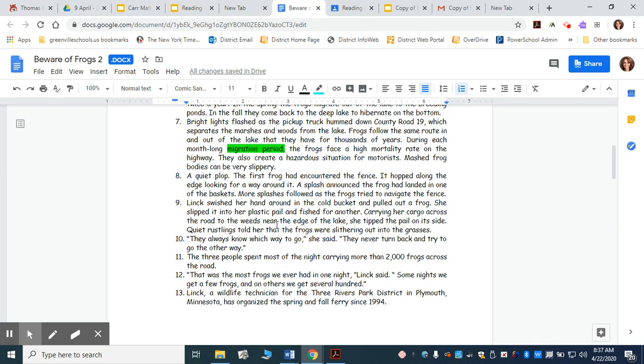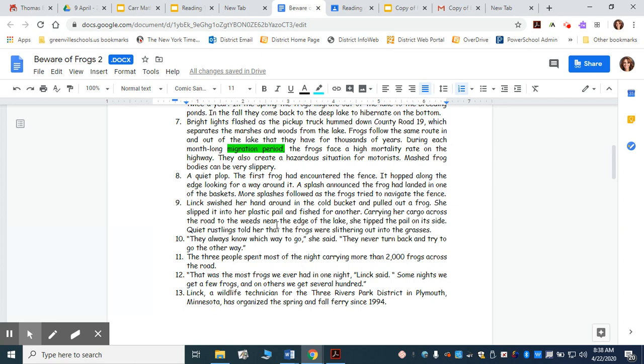Now we know they have to cross a highway, so maybe that's why they need the volunteers to help carry them in those buckets. The repeating parts we're seeing are kind of fitting together. The main idea, think about it. What do you think the main idea of this text is? And what is this text basically trying to tell us?